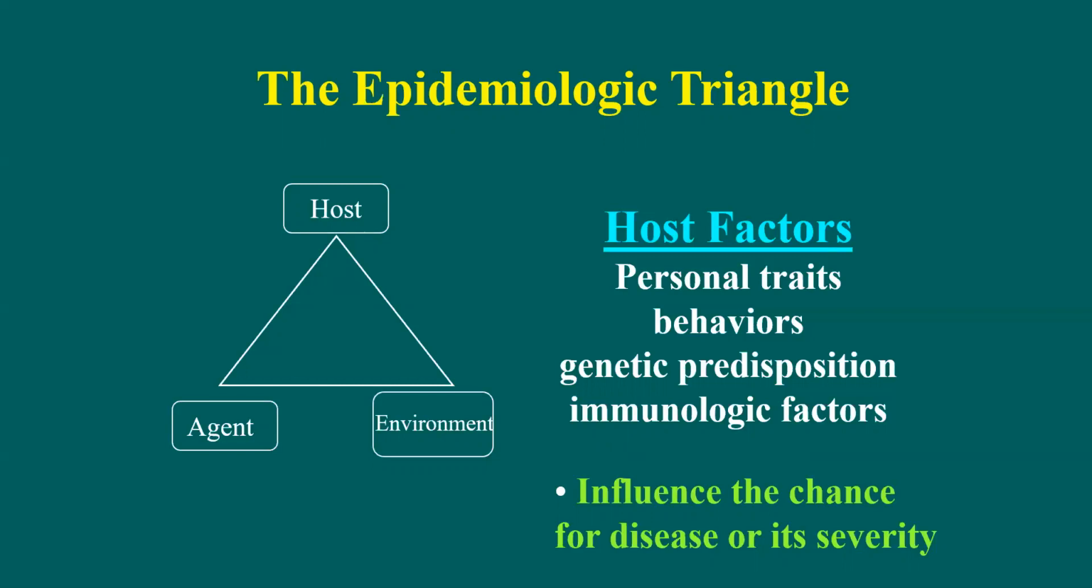And if someone has a weak immune system, maybe they have certain behaviors, they are likely to have disease. And if your immune system is stronger, the chance of getting disease is less as compared to someone who has a weak immune system. And so, in this case, the host can be affected by all those things which I have mentioned: their behavior, their genetics, their immunologic factors.